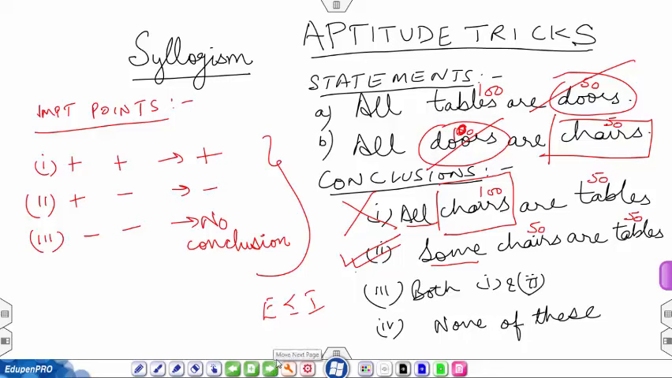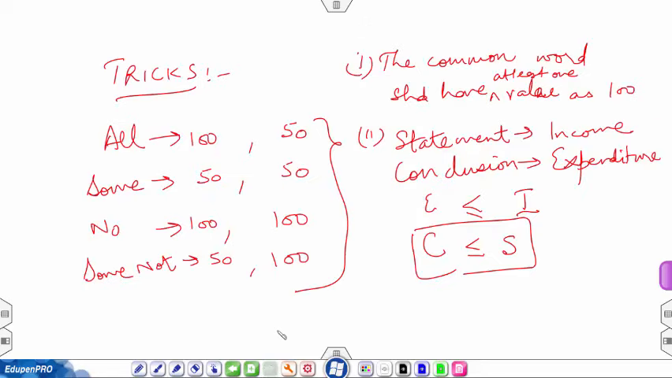So you can have multiple examples using the same trick. I think I made sense. But remember this at the end of the day: all is 150, some is 50-50, no is 100-100, and some not is 50-100.